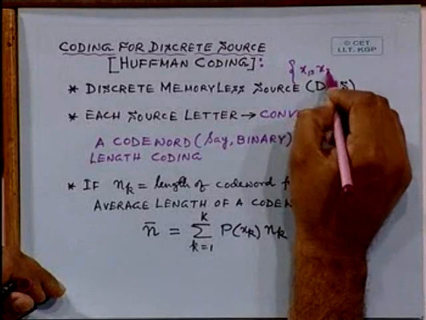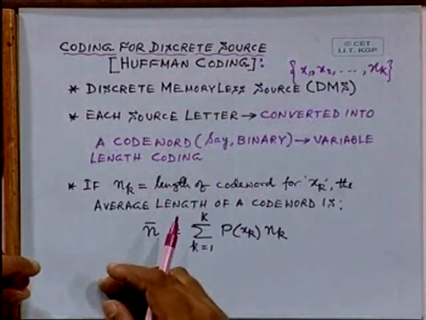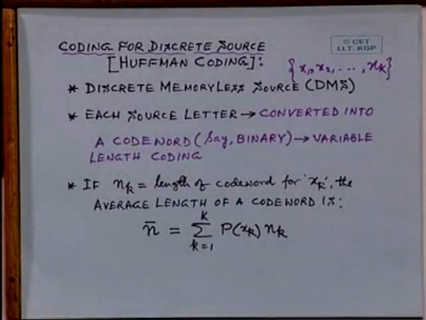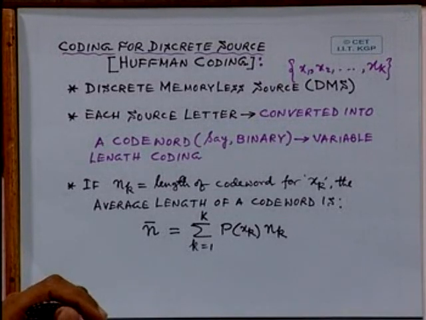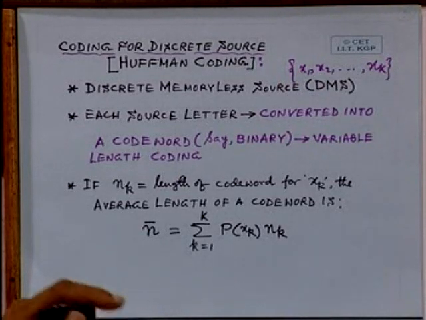Is that okay? So, let us consider a discrete memoryless source. If I indicate the source output, I can indicate it as x1, x2, etc. up to xK. So, K number of possible letters, one at a time with their respective probabilities, and then in source coding, each letter, the way we have understood so far, is converted into what is popularly known as a code word.